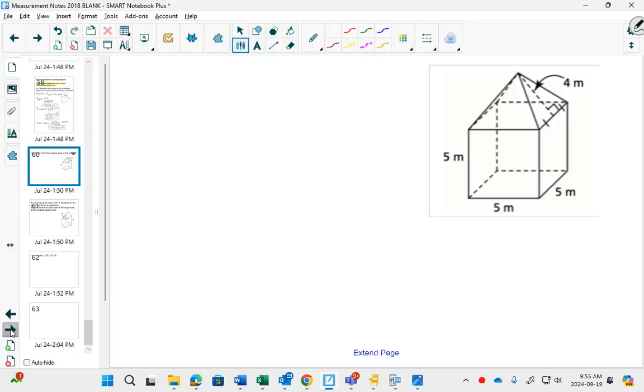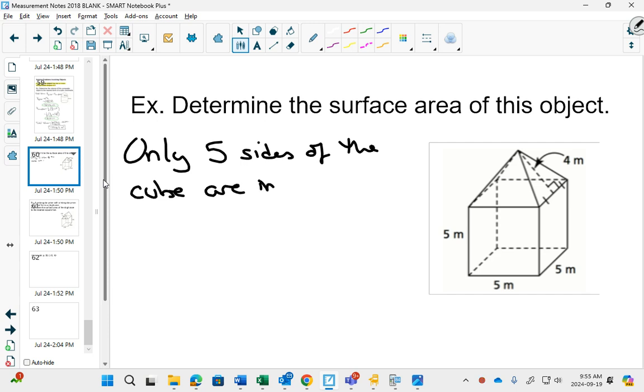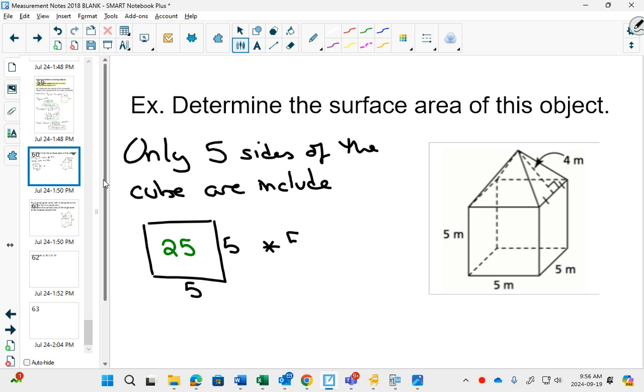But if you painted this whole thing, only 5 sides of the cube would be included. One of those is 5 times 5 with an area of 25. And we would have 5 of those.